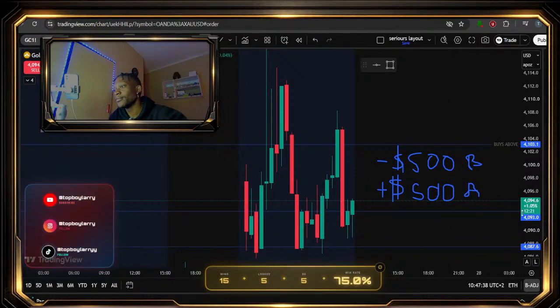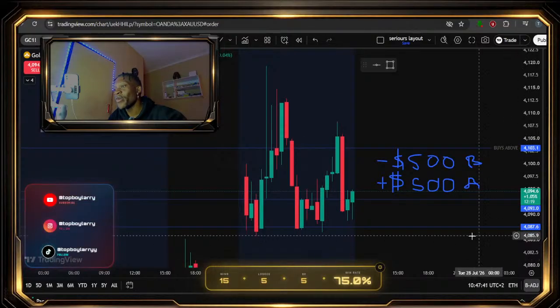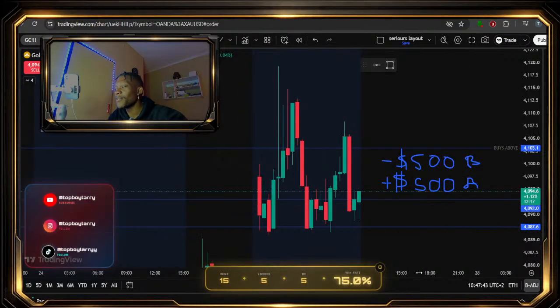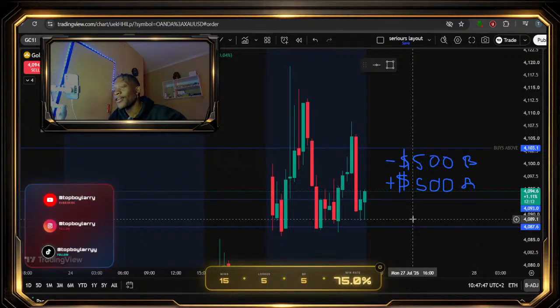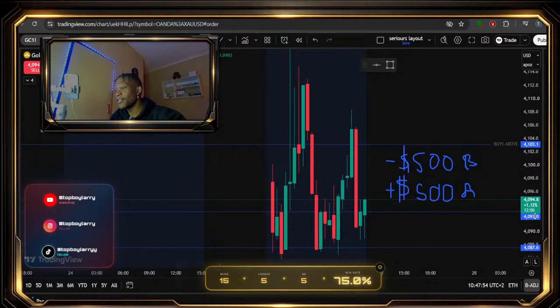Like, honestly, if you're not willing to wait an hour or two for a setup here in the market, then trading is not for you. Don't join this, because you're probably going to lose. You're probably going to fail in this industry. This industry needs people who are patient. It needs people who understand setups.